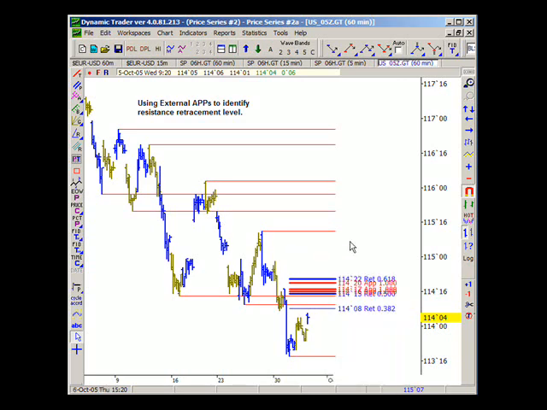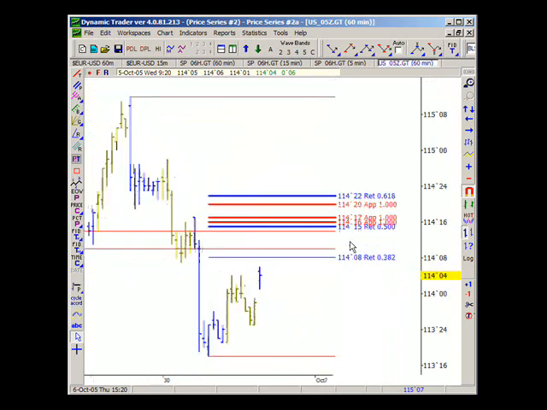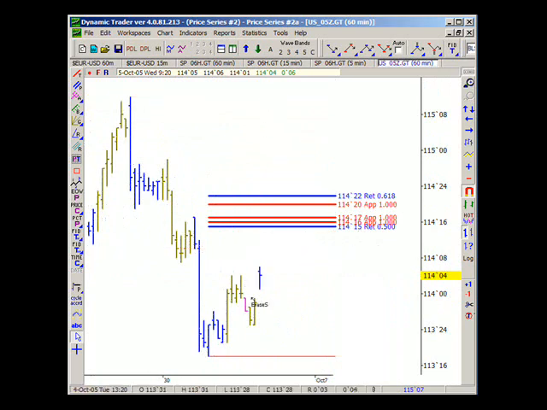Well, let's focus down. I'm just going to take that 78.6% retracement off. I'm going to bring our data up so we can see these a little bit better. I'll clean the chart up again a little bit, get rid of that 38%. So, is the 50% or the 62% most likely to be the resistance and the end of this corrective rally based on the three external APPs that we did?